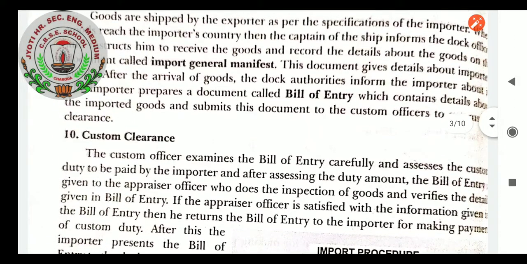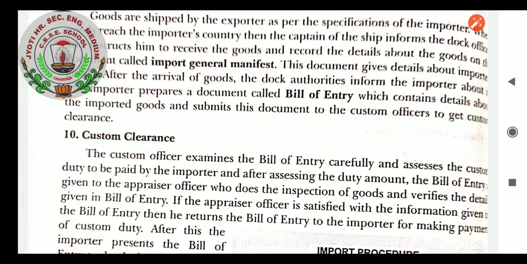Once again, customs clearance students, for today's class I am taking only one topic, import procedure, because it is a lengthy process. Next class we will move on to the important documents in the process of import and the important documents in the process of export. Once again, in the last of the class, customs clearance.